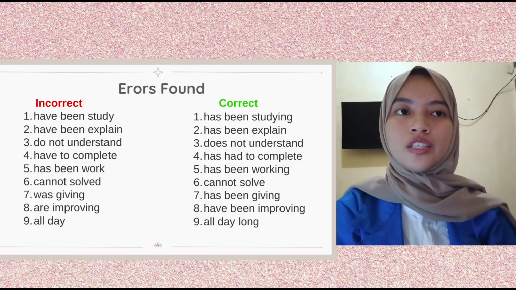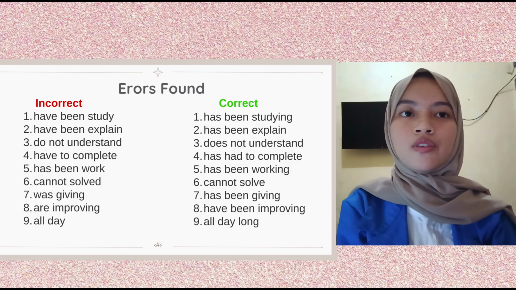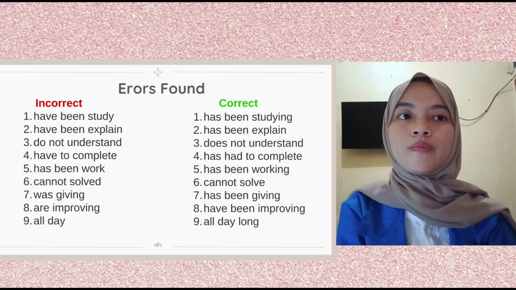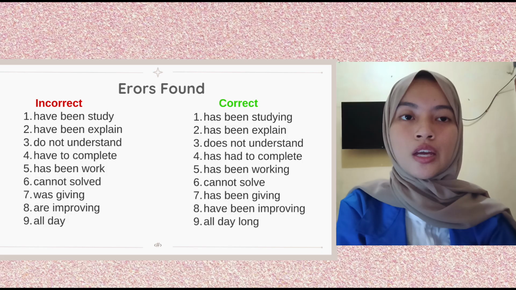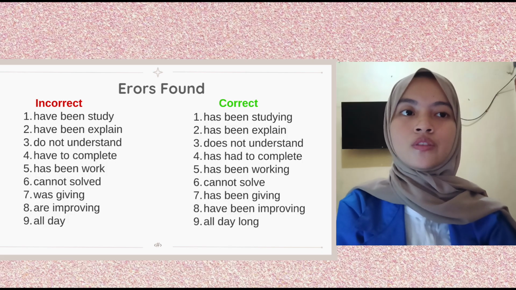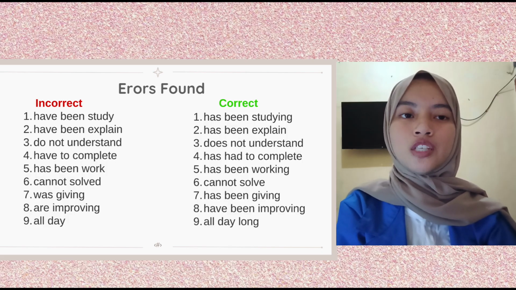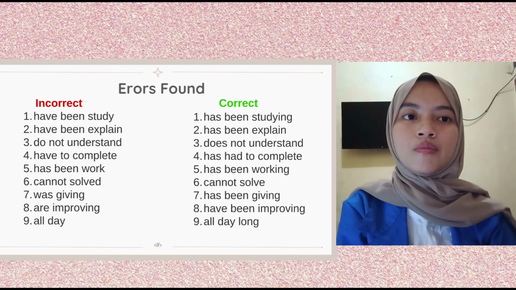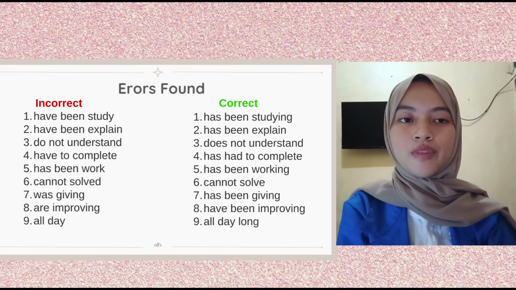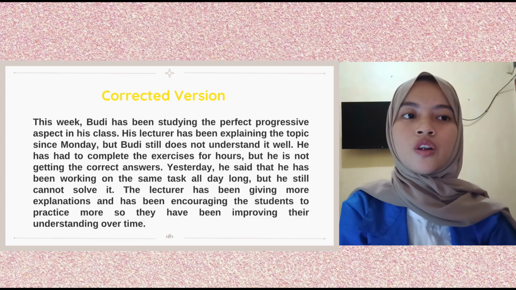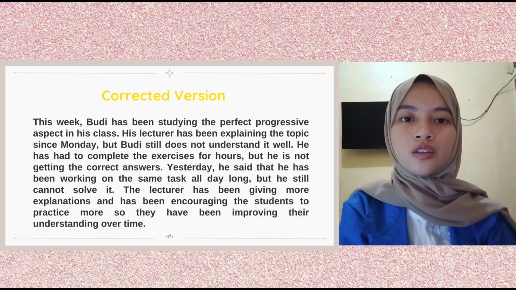"Has been encouraging" stays "has been encouraging." This form is already correct because it follows the perfect progressive structure. "Are improving" becomes "have been improving." Present perfect progressive shows continuous improvement over time. "All day" becomes "all day long." "All day long" sounds more natural in this context. This correction improved both grammar accuracy and sentence structure.